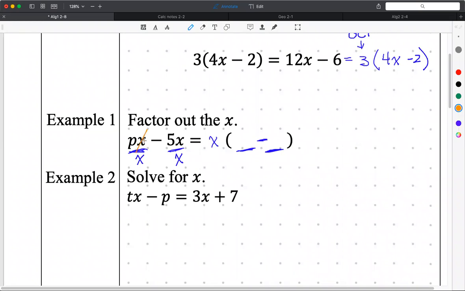All right, so x and x are canceled out. It's the same thing as if I had 2 times 3 over 2. The 2's and 2's would cancel out. The same thing on the top and bottom. You can just cross them off. You have the same thing in the numerator and denominator. So what am I left with? I'm left with a p.